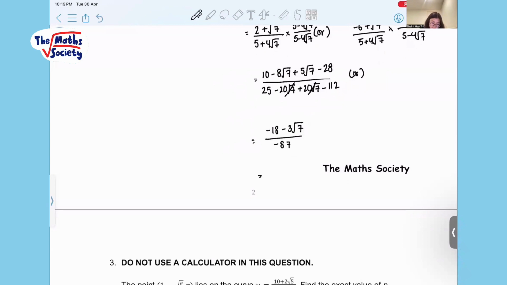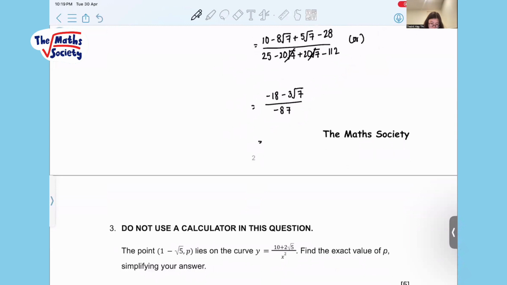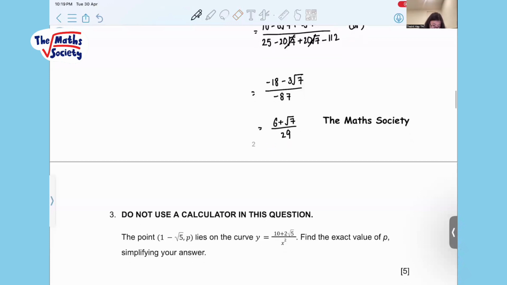Yep, we can divide it. So we can divide it by 3. So it's basically you can divide it by minus 3 again. So you'll get 9 plus root 7. Not 9, 6 divided by minus 29. Sorry, plus 29. This is the wrong side.